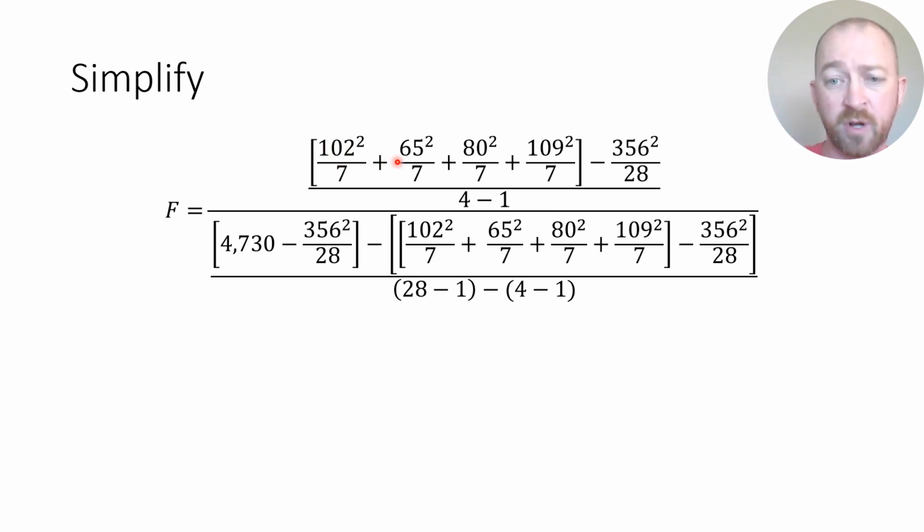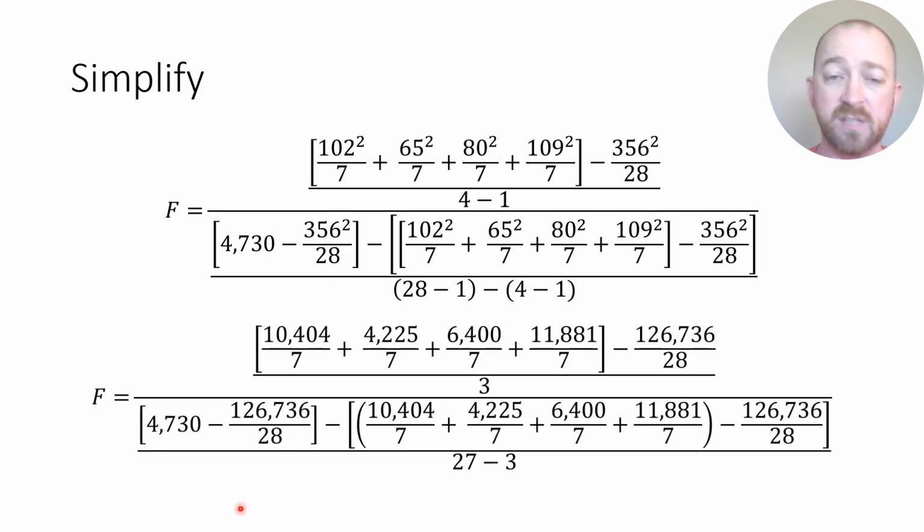So within the numerator, we can look, for example, in here, and then we can see there are brackets already there, which are essentially just parentheses. And in that, we need to do the exponents first, as the order of operations dictates. So we're going to start with that kind of thing, okay? We're going to do all the exponents within brackets first. Here's how that goes. Of course, we square 102 to get 10,404. We square 65 to get 4225. Square 80 to get 6,400, and so on, right? Do the same thing with 109. That's great. Now, outside of these brackets, we also need to square 356.